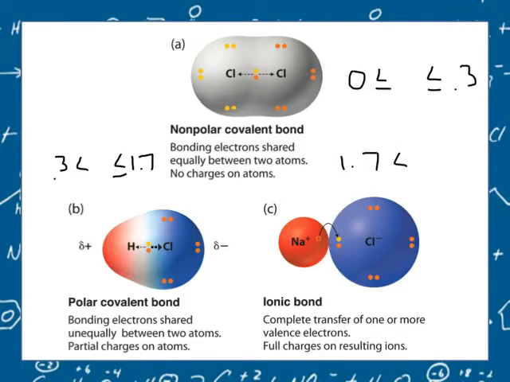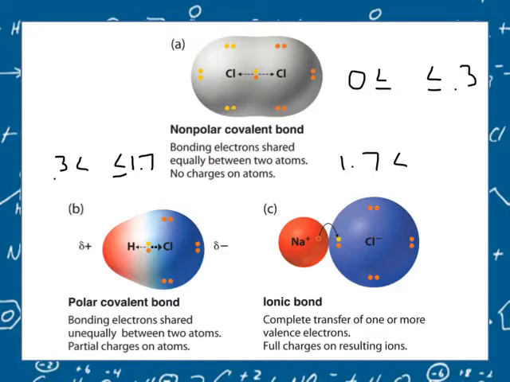And let's look at what's happening to the electrons in each of these three bond types. For nonpolar covalent, the electrons are shared equally. So you can see in this picture, here are the two electrons involved in this bond. Because the electronegativity difference is so small, the electrons are going to be equally shared, spending 50% of the time around this atom and 50% of the time around this atom. Since they're equally splitting their time, there are no partial charges on either of the atoms.